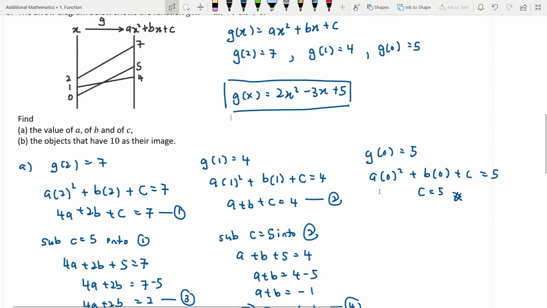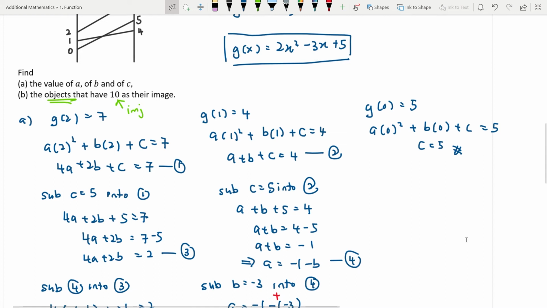B. Find the objects that have 10 as their image. Again, we have a hint. Objects. Later on, we'll get more than one answer. And the 10 refers to the image. So for b, g(x) equals 10. What is our g(x)? 2x squared minus 3x plus 5 equals 10.